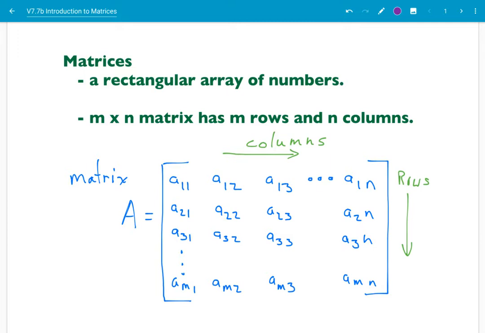Now, we use a large square bracket to enclose that, and it's matrix A. We usually use a capital letter to designate a matrix. And the numbers in each row are not separated by commas, they're just separated by spaces. Okay, so N columns. We designate an element of the matrix by subscripts. So A sub 1, 1 means row 1, column 1. So all the way to the right of the first row is A sub 1n.